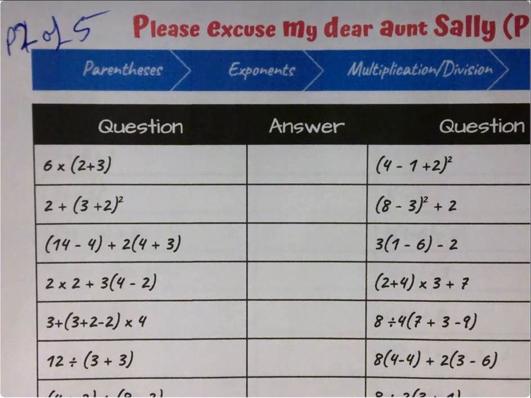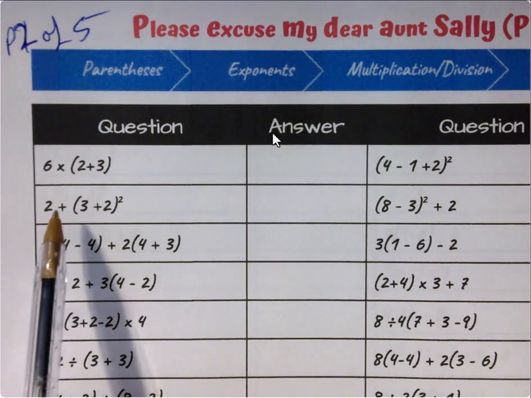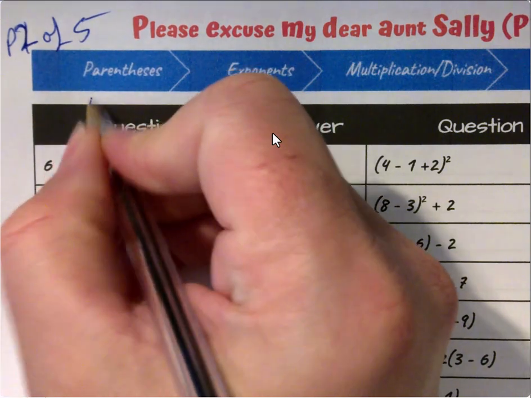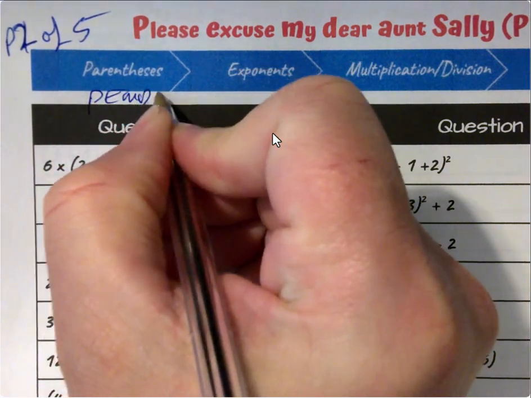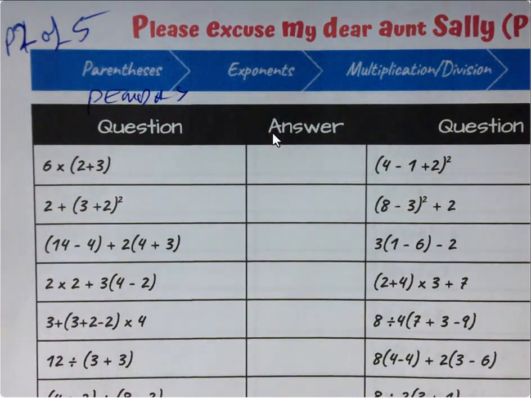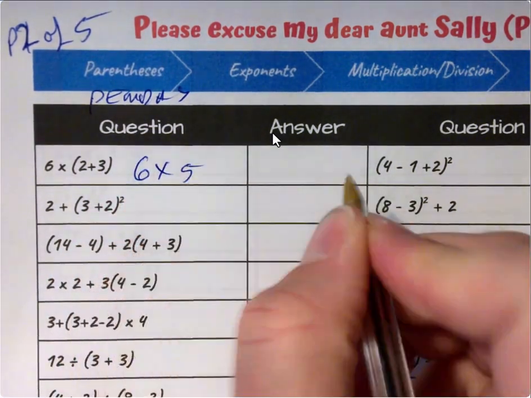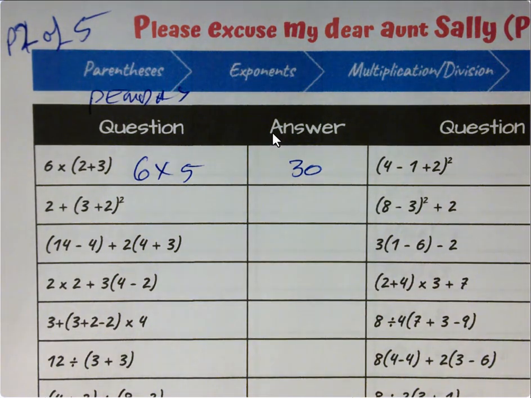Let's get started. We've got 6 times 2 plus 3. We're working PEMDAS problems, so we've got PEMDAS. I always like to write that down. So we're going to do what's inside the parentheses. What's inside the parentheses is 2 plus 3. So can somebody tell me what 2 plus 3 is? That's right, it's 5. So we're going to do 6 times 5 to get 30.